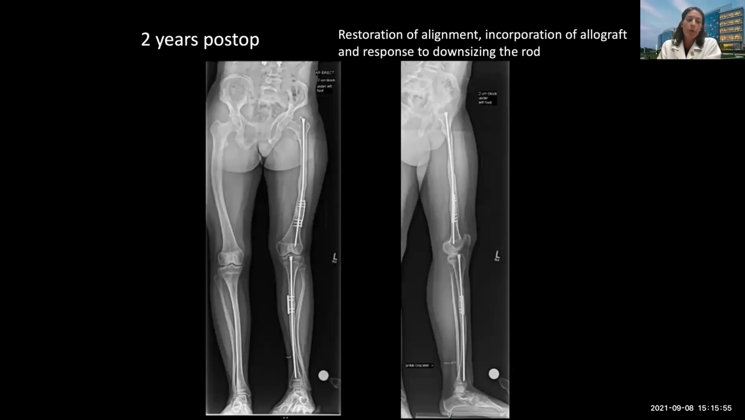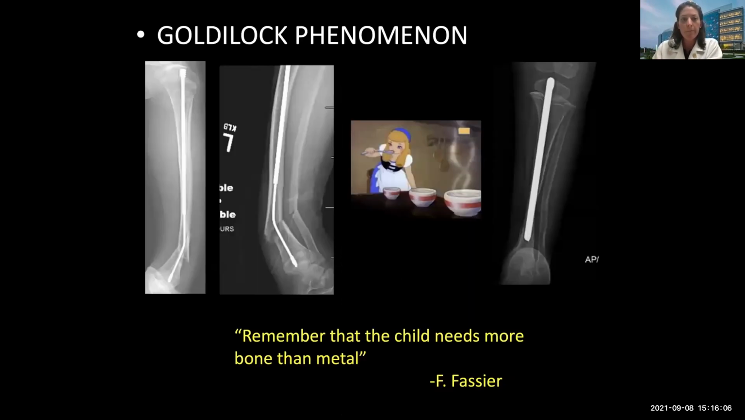This is a 2-year post-operative follow-up. And again, the bone around the rod is fairly significantly improved, as shown here. So this is really the Goldilocks phenomenon of not using a rod that's too small, that is more prone to bend and break, not using the largest rod that can be fit in a bone. And Dr. Fassier really said it well. Remember, the child needs more bone than metal.